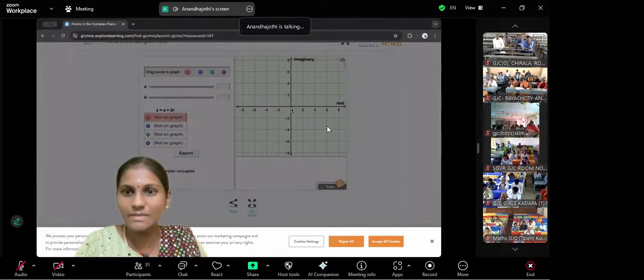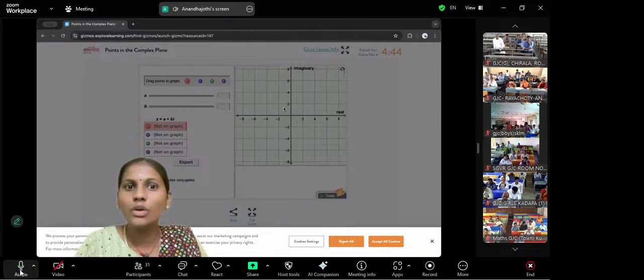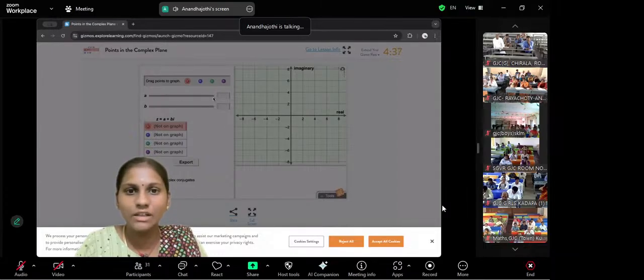Is my screen visible? Yes. Okay, so here it is. So a complex number will be like this.